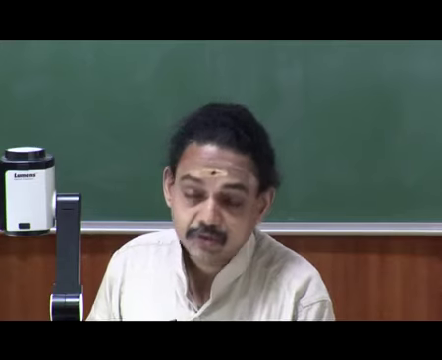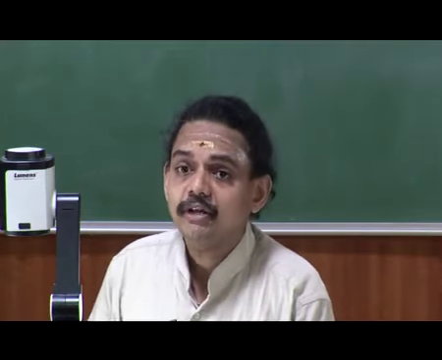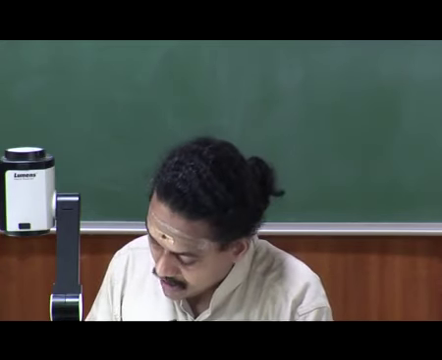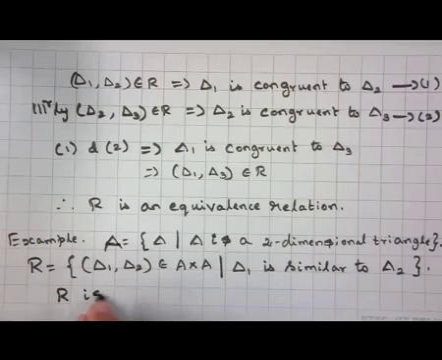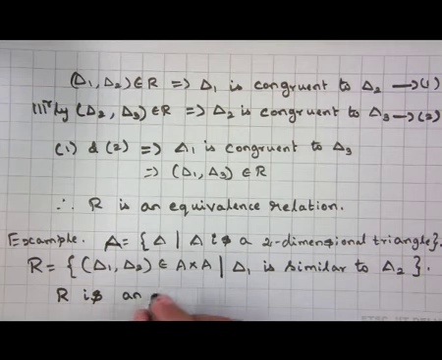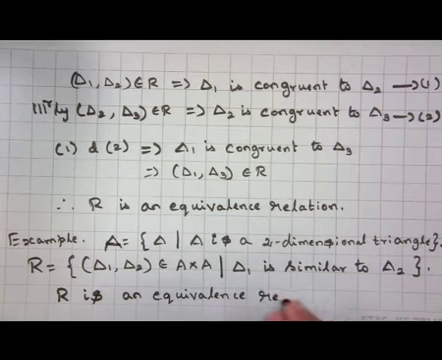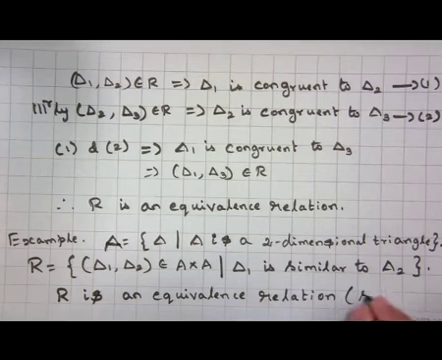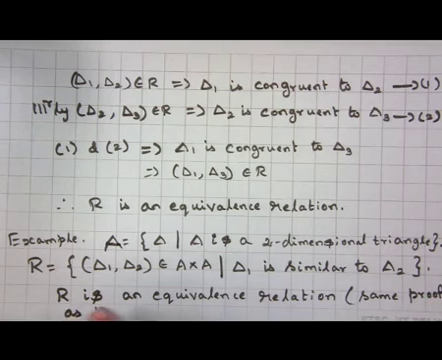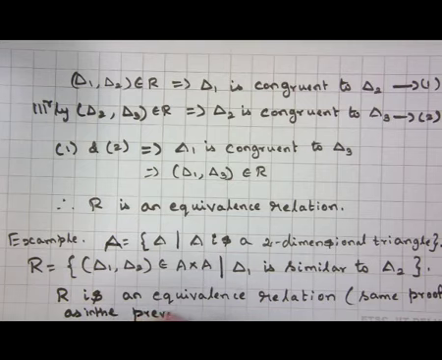Now, it is the same proof as what we did for the previous one. One can show that R is an equivalence relation. Right. Same proof or same method as in the previous example.